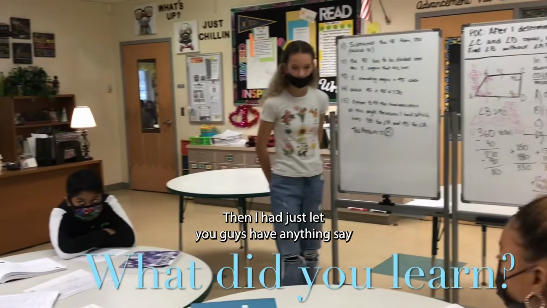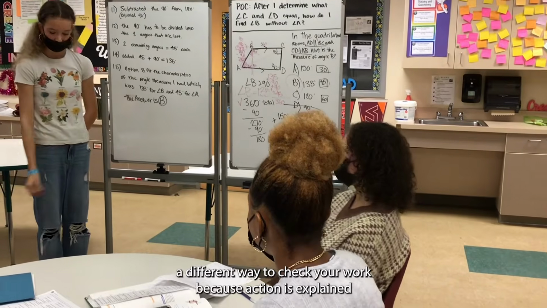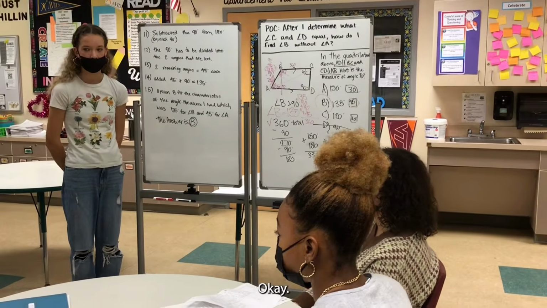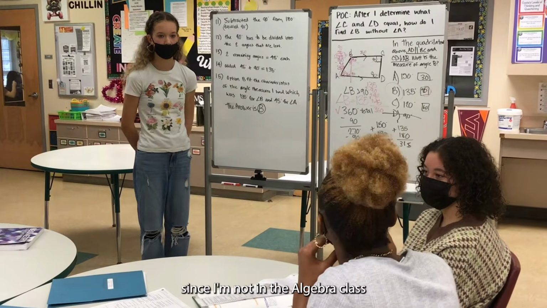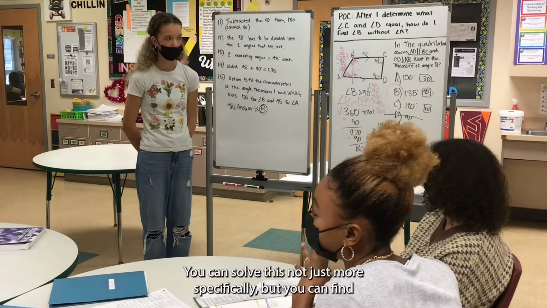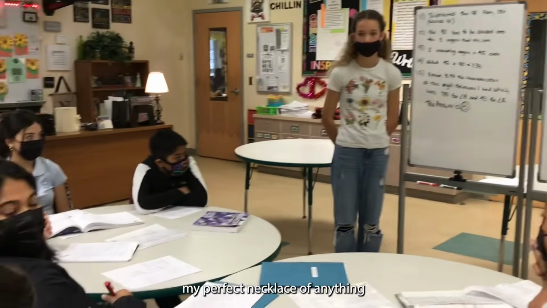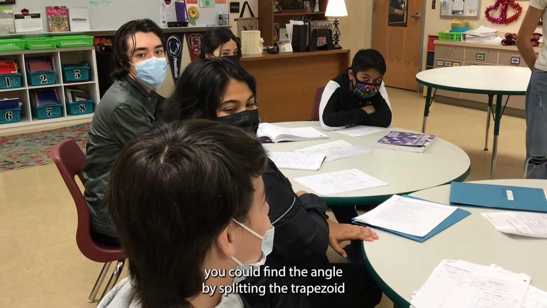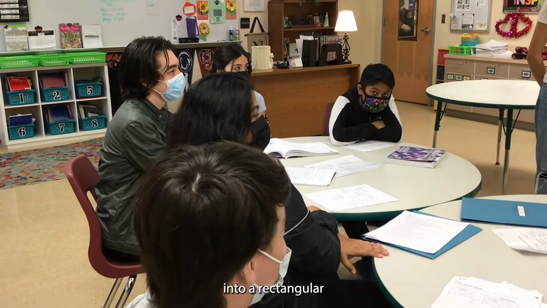Okay. Janaya, Jesslyn, you guys have anything to say? I learned that there's a different way to check your work because Asher explained, and there's also a different way of answering it. Okay, perfect. I learned that since I'm not in geometry and algebra, there's different ways that you could solve. There's not just one specific way that you could find the measure of a quadrilateral. Okay, perfect. And then Nicholas, have anything? I learned that you could find the angle by splitting the trapezoid into a rectangle and a triangle.